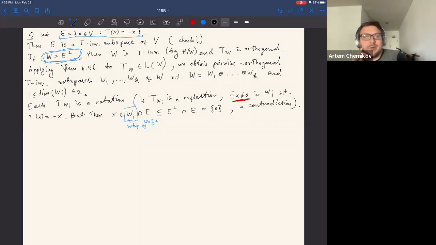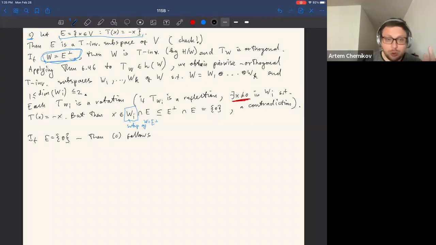Now we have to make sure that the WIs, they don't yet give the decomposition of the whole space, right? They only give a decomposition of W. So now we need to extend it to a decomposition of the whole space as a direct sum. So there are two cases. First case: this subspace E that we started with is trivial. It only contains 0. Well, then the result follows, because we don't have any reflections, right?